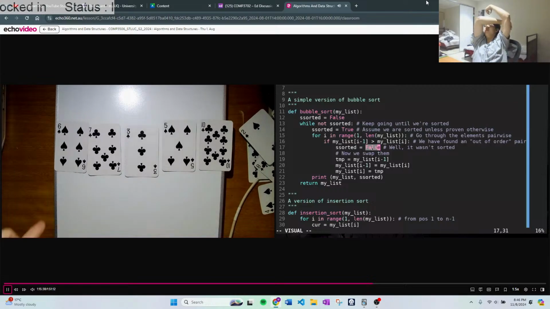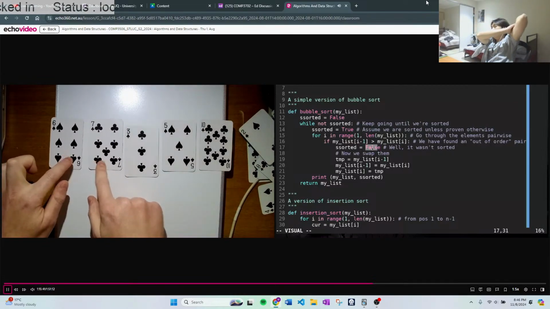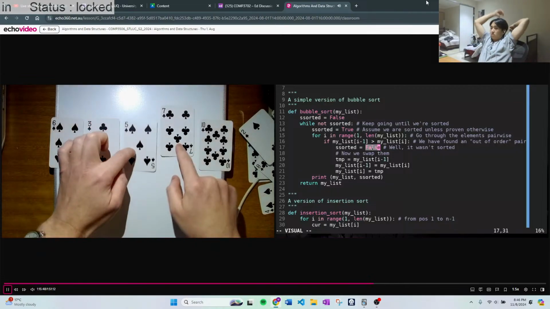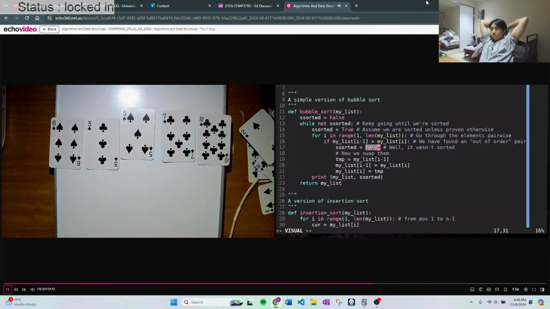Okay, so I go again. Are these things sorted? Yep. What about these? No, I did a swap, we set the flag. Are these sorted? No. These sorted? Yep. So I set the flag, I need to do another iteration, don't I?